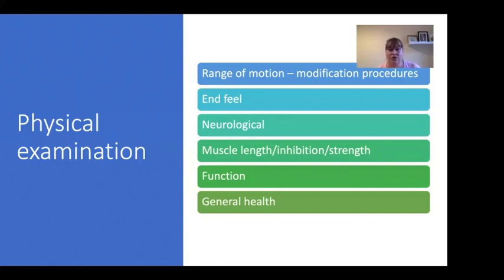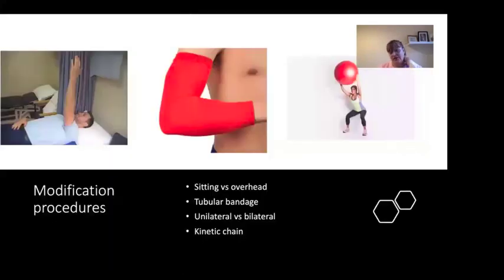We'll do neurological testing as well, where we look at sensory and motor testing, muscle length, inhibition and strength, the general functional abilities, and also general health. And we'll talk about why it's important to look at patients' level of activity, BMI, etc., when we discuss the general health aspects. So modification procedures I think are really important.